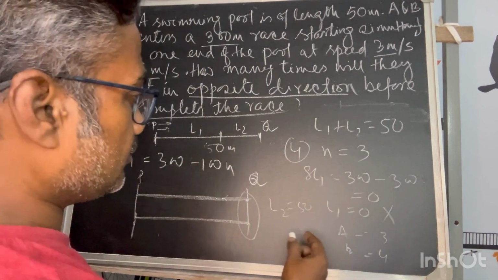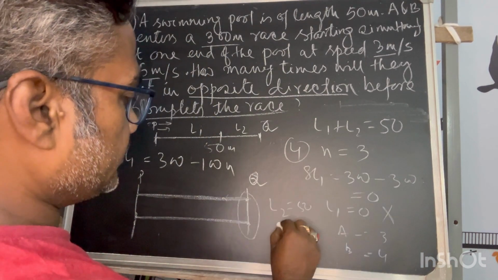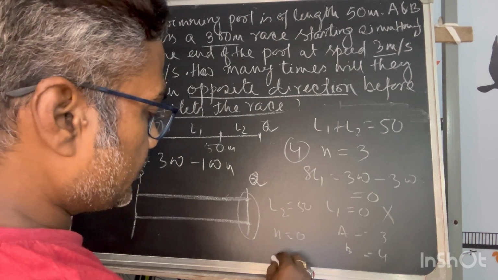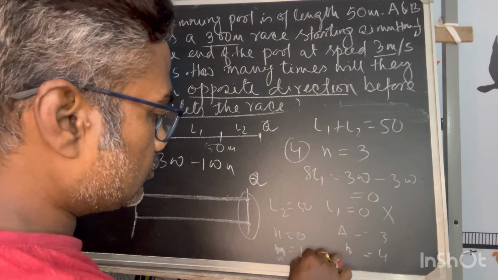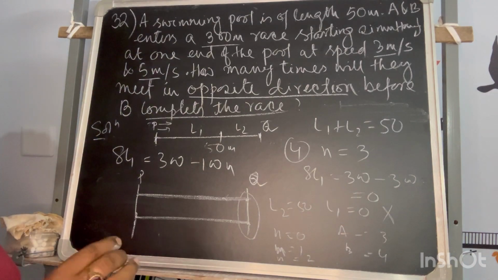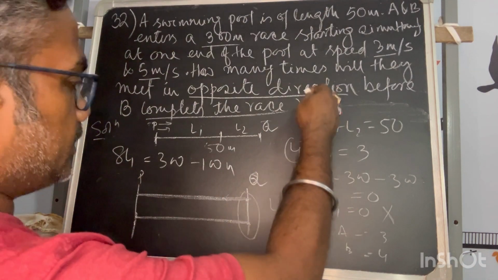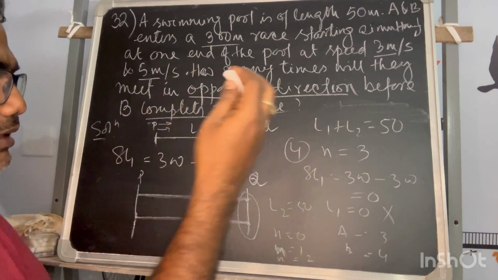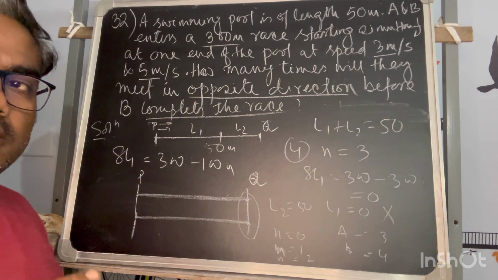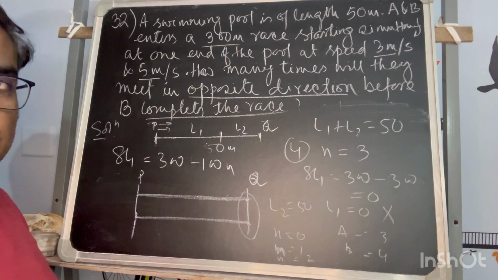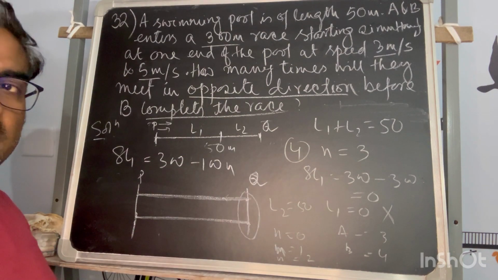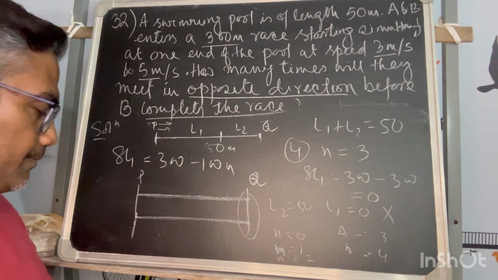So the real values up to 2, that means n is equal to 0, n is equal to 1 and n is equal to 2, will give the values where we will get real values for which they will meet. So at most they will meet 3 times, not more than 3 times. This way also it has been proved. Okay.